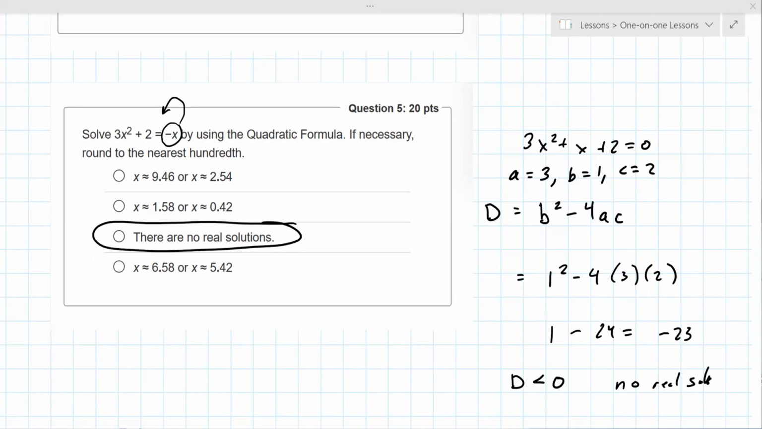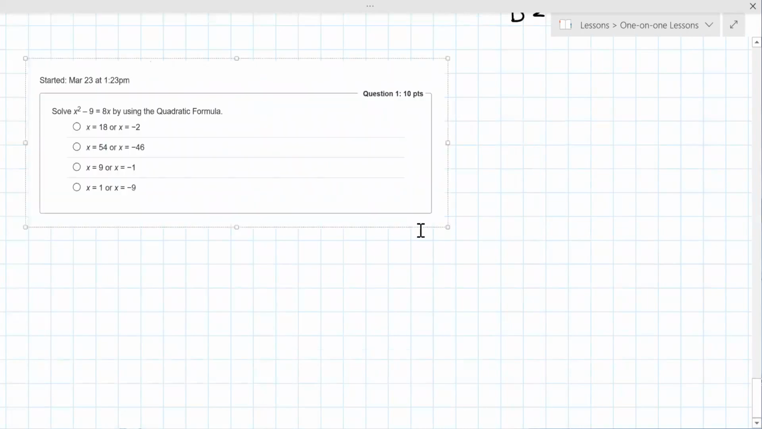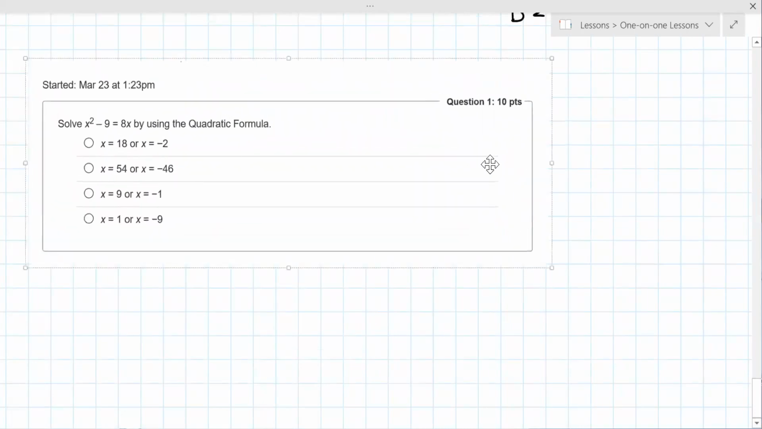All right, 10 questions. I'll throw them at you in the order that I think is good to do. You're welcome to graph all of these. You're welcome to factor them if you can. Sure. Okay. This one I think you should factor. Okay.